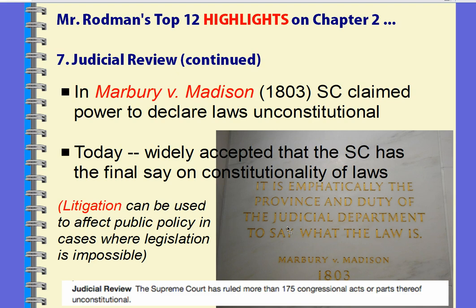We see this used a lot in terms of litigation, where legislation may not be possible, and so we see that they'll use litigation in order to get things done. We see this a lot with interest groups. They've taken it to the Congress, they've taken it to the president, they can't get any action, and so they take it to the courts. Brown versus Board of Education is a great example of this, trying to desegregate schools.